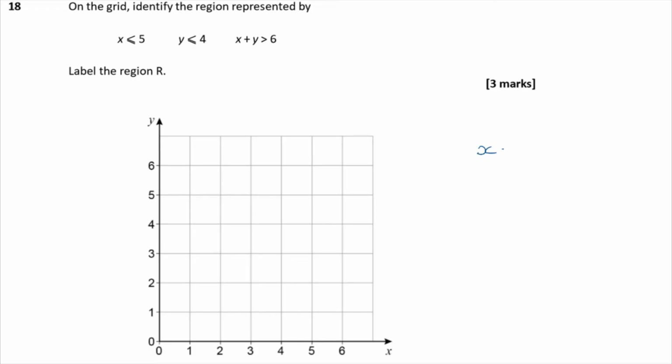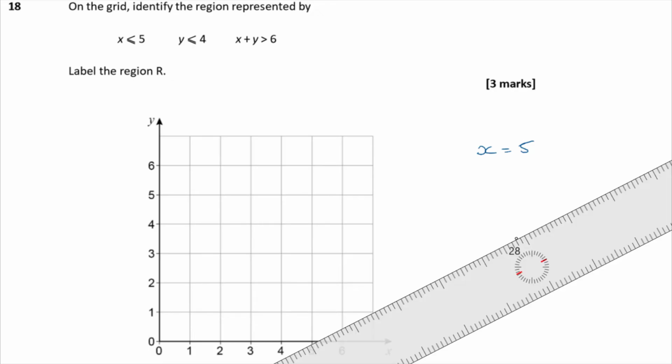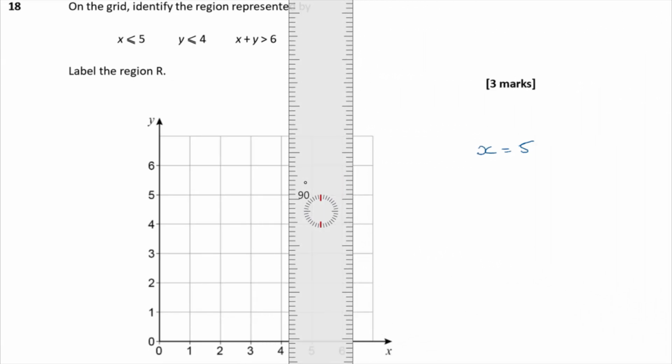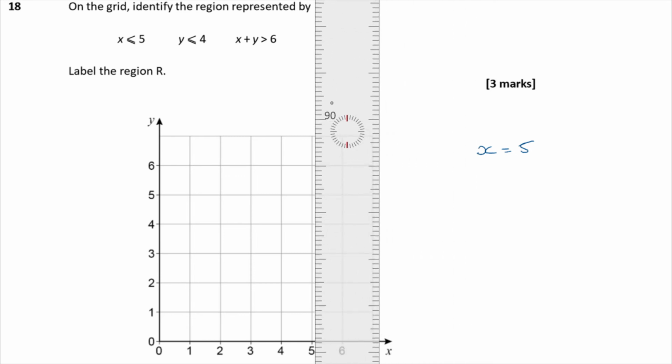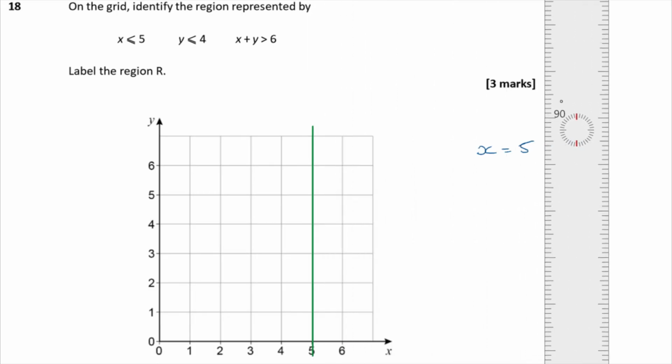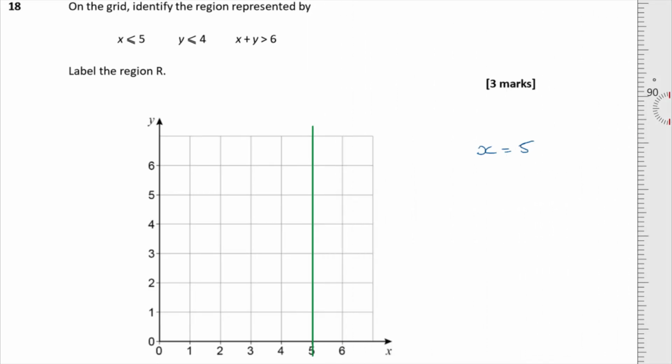So what's x is equal to 5? That is a straight line, isn't it? Which is parallel to the y-axis, or vertically straight up. Another way of thinking about it is passing through the number 5. Now notice it's less than or equal to, so we're going to use a solid line for this one. And the reason for that is every point on this line could be part of the region because it's less than or equal to 5. Okay, so we've done x is equal to 5.